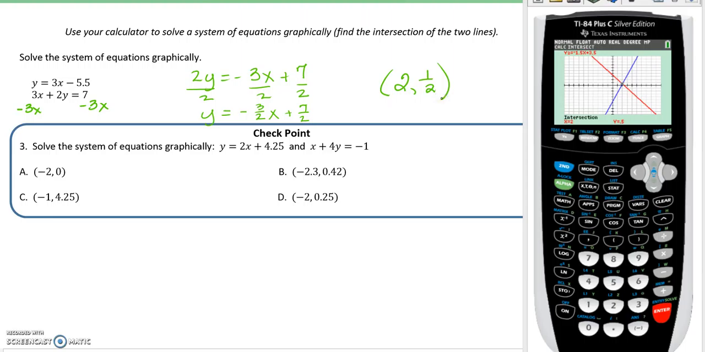Now you have one more checkpoint to complete, and you will be finished with your notes.